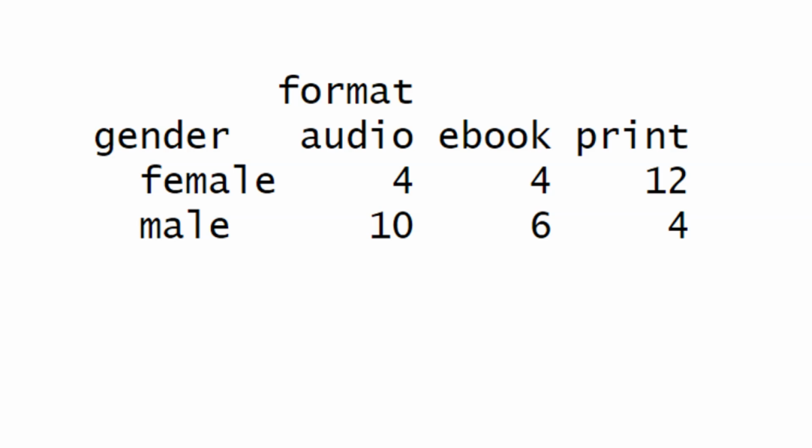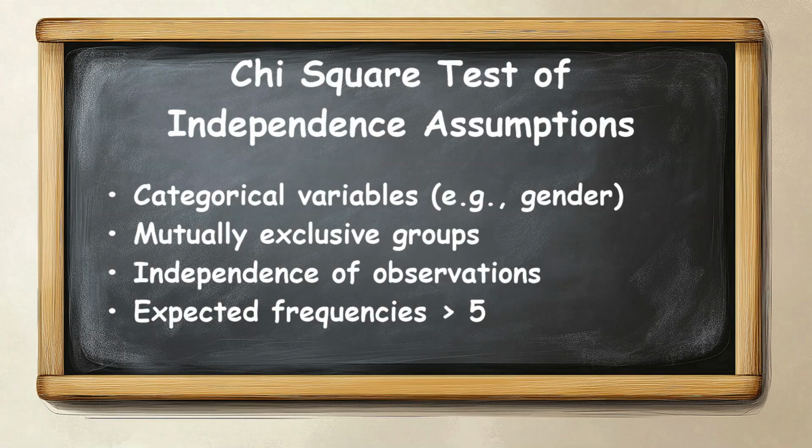Before we run the test, though, let's look at the test assumptions. Both variables must be categorical, for example, gender and preferred reading format in our example. The groups in your categorical variables are mutually exclusive. For example, students' preferred book format can't be print books and audiobooks. Independence of observations. The expected frequency for each cell of your contingency table is at least 5. We already know that our data meets the first 3 assumptions, so we just need to create a contingency table of expected frequencies to check the 4th assumption.